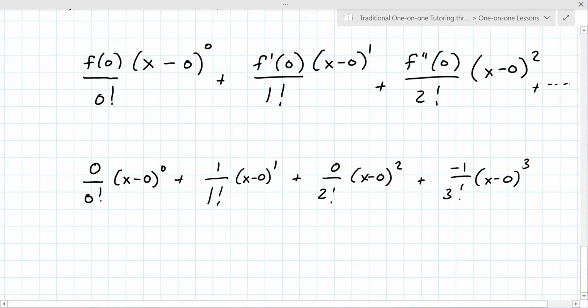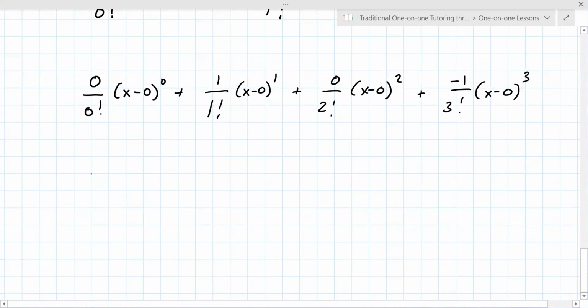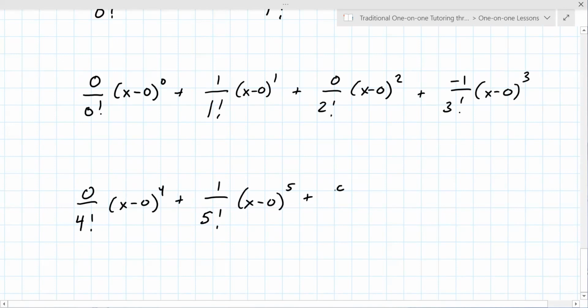That's as far as we got, right? Okay. So you see the pattern 0, 1, 0, -1. So we're kind of shortcutting this. The next one is going to be 0 over 4 factorial, and then it doesn't really matter, but I guess I'll write it out, 0 to the power 4 plus 1 over 5 factorial x minus 0 to the 5th plus 0 over 6 factorial x minus 0 to the 6th plus -1 over 7 factorial x minus 0 to the 7th.